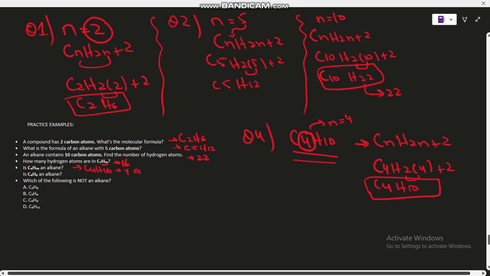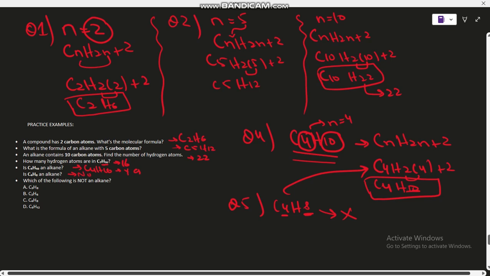Okay, let's look at the next question. It says, is C4H8 an alkane molecule? We just saw that C4H10 is an alkane molecule, so C4H8 cannot be an alkane molecule. And why is that? Because if you put the number of carbon atoms as 4 in this formula, we saw that putting 4 carbon atoms in this formula brings out 10 hydrogen. So it is C4H10 that satisfies the formula, which means here the answer is going to be no. So we'll write a no.